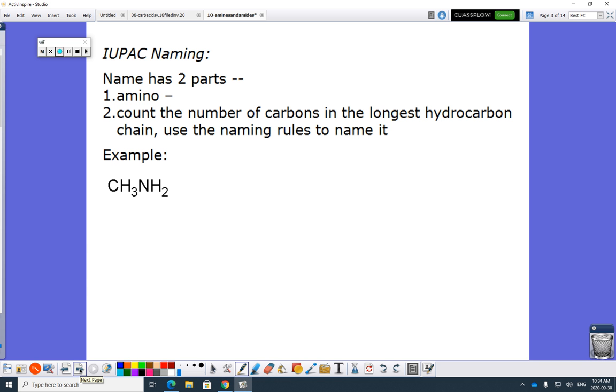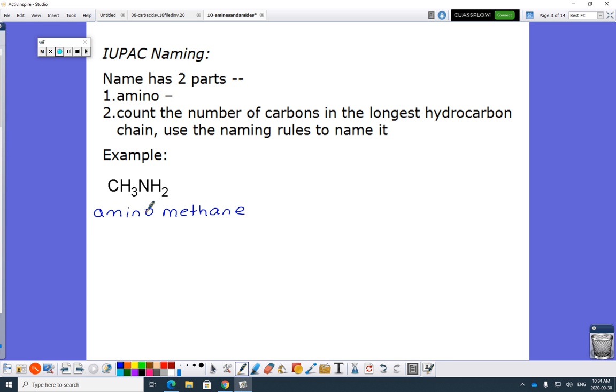There's two IUPAC ways to name these. I think your textbook mostly uses amino, but you might see the other way as well. So you count the number of carbons in the longest chain. Here, this is the simplest. So there's meth. So it's methane, and then you simply put amino.